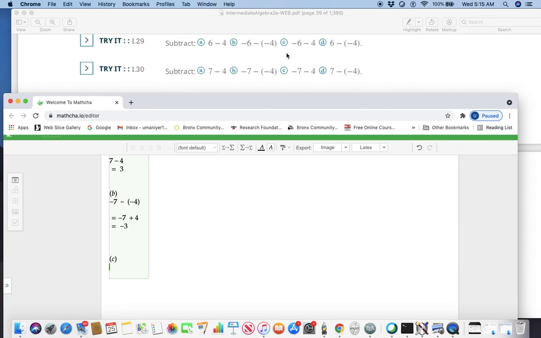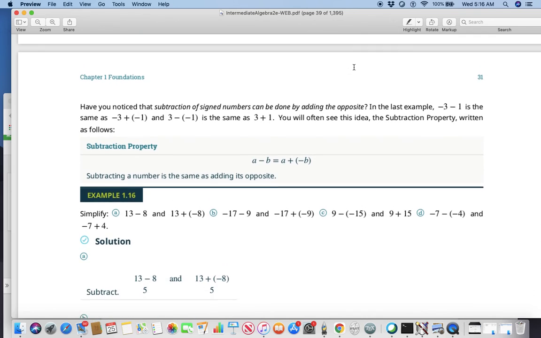Next, negative 7 minus 4. You start with negative 7 and you are combining more negatives, yeah? You are going more to the left. So it is more negative. Seven minus negative 4. Well, that is 7 plus 4. Negative of negative is a positive. 7 plus 4 is 11. So that completes these exercises.